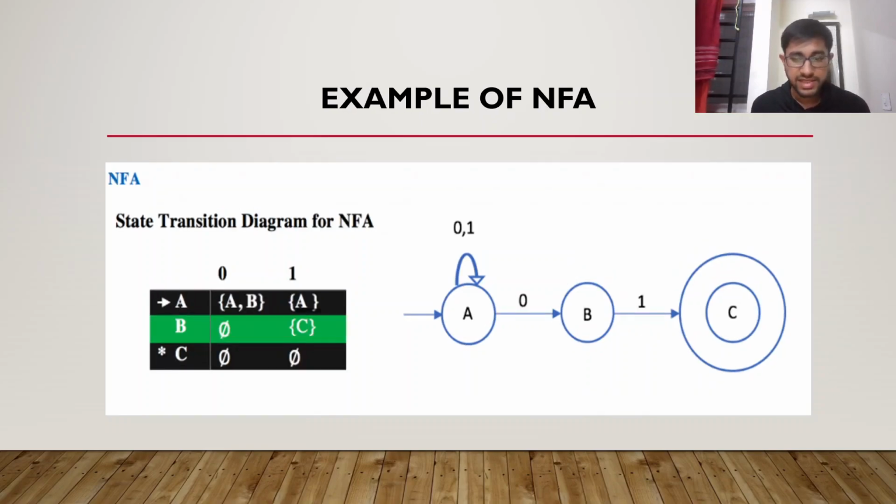In NFA, we can see that each state is not having a transition. Only A is having a transition of 0, 1. B is having a transition of 1, and C doesn't have any transition. From the table, we can derive that when A is given an input symbol of 0, it is giving a transition on A and B. When given an input symbol of 1, it gives a transition on A. When B is given an input symbol of 1, it gives a transition on C. And C doesn't give any transition even if 0 and 1 is taken as an input symbol.